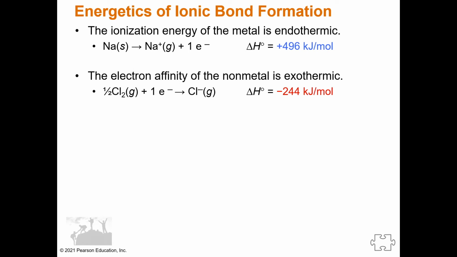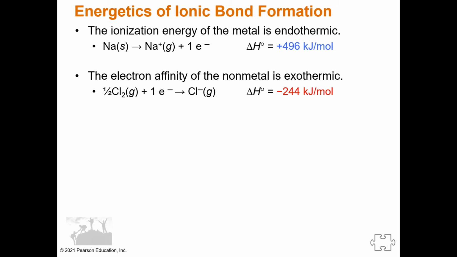So let's combine the periodic trends that we learned in the previous chapter with energy, specifically delta H. Ionization energy is the amount of energy needed to remove one electron from an atom. So here in our example, we have sodium metal, and we could see that energy is needed to remove that one electron. So this process is endothermic.